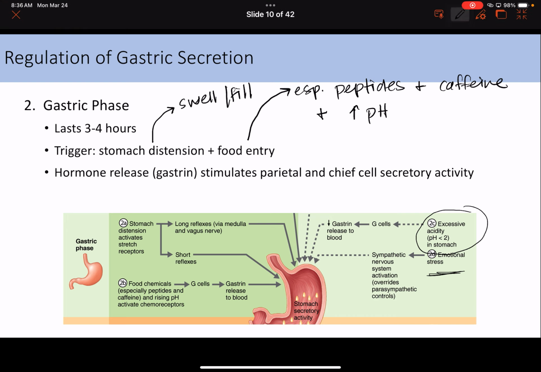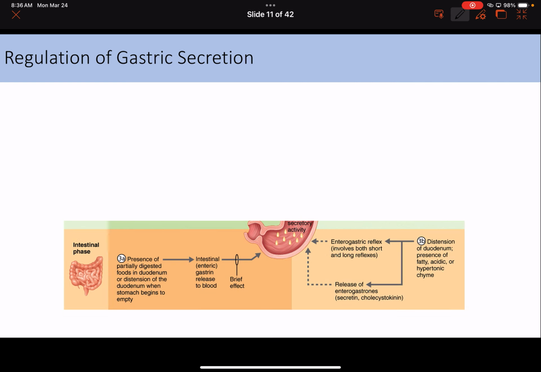And this is where most of our gastric juice is going to be produced. 2/3 of our gastric juice is produced here during this phase. Any questions about the gastric phase? Okay. Also, another trigger to slow down digestive system secretions is nicotine. Nicotine could also make you lose your appetite, which will slow down the production of gastric juice.